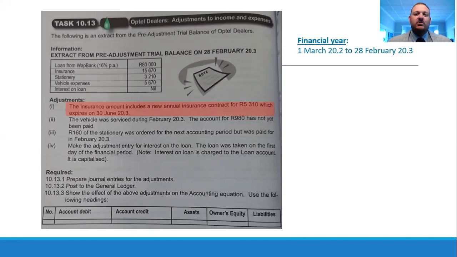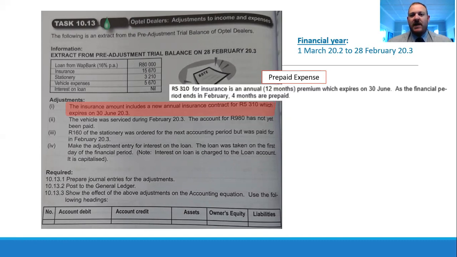So you will see that the actual total insurance amount here of 15,670 Rand for this particular period is actually too much. So we actually have to deduct a portion of that insurance for this current financial period. If we have a look at this, this would refer to a prepaid expense. So we've actually paid too much on insurance, and that asset obviously needs to be recorded.